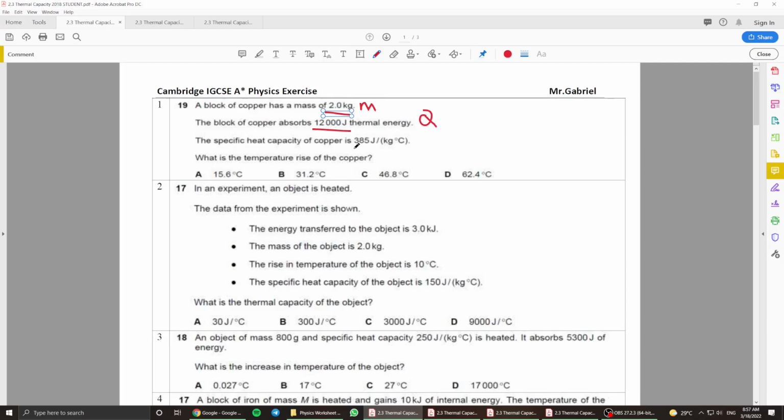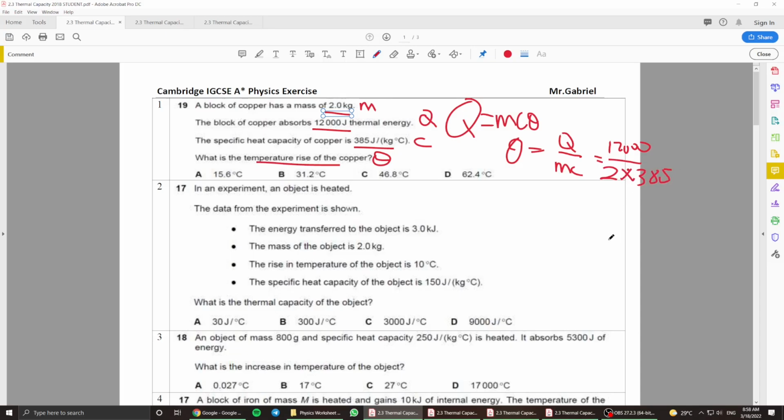The specific capacity of the copper is this amount. This is your specific capacity. What is the rise of temperature of the copper, which is obviously your theta here. Since we understand that Q is equal to mc theta, theta will be equal to Q over mc here. In this case, it will be 12,000 divided by 2 divided by 385.